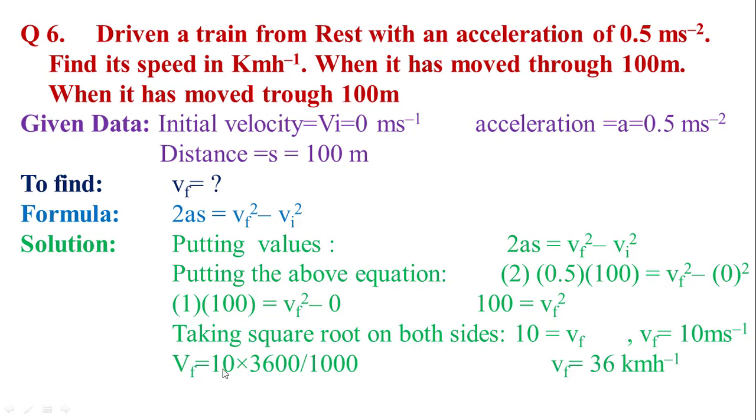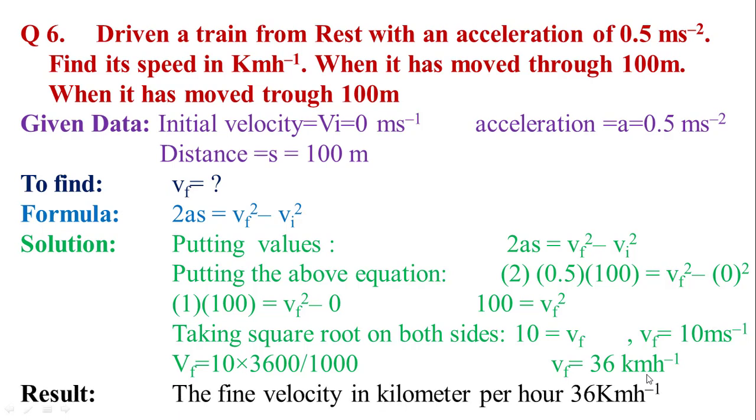Now convert the answer, 10 meter per second, into kilometer per hour. 1 hour is 3600 seconds and 1 kilometer is equal to 1000 meters. Then Vf is equal to 10 multiplied by 3600 divided by 1000. The final answer is Vf is equal to 36 kilometer per hour. Result: the final velocity is 36 kilometer per hour.